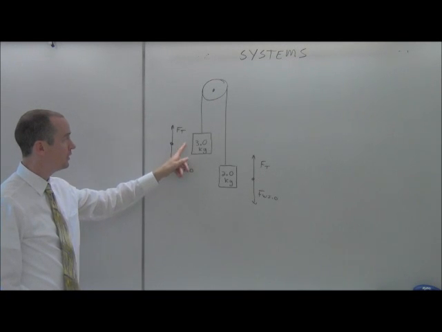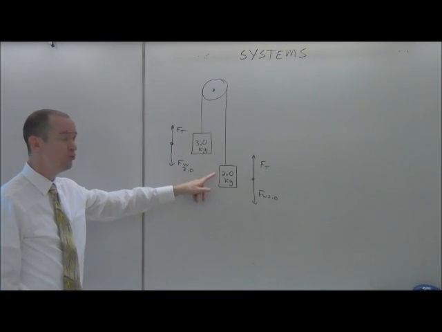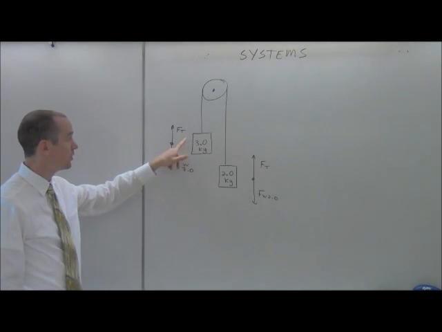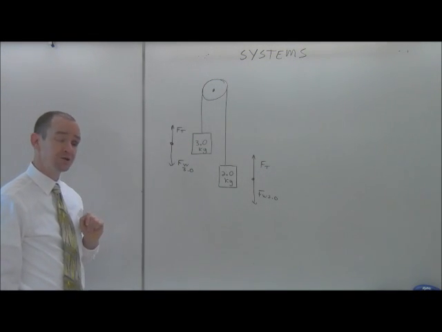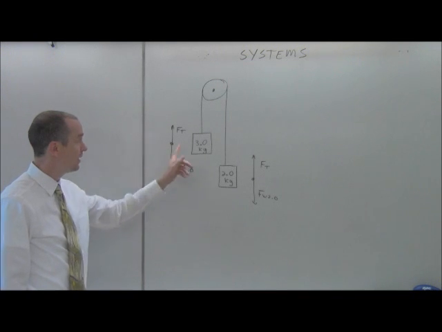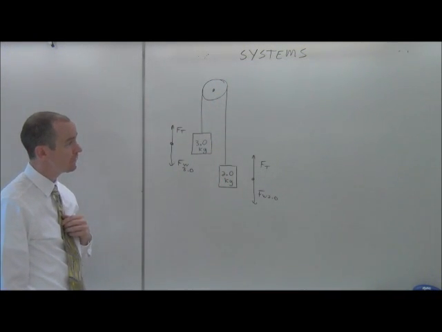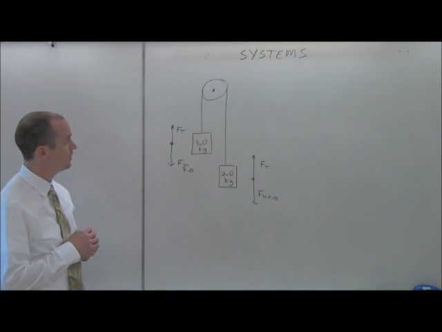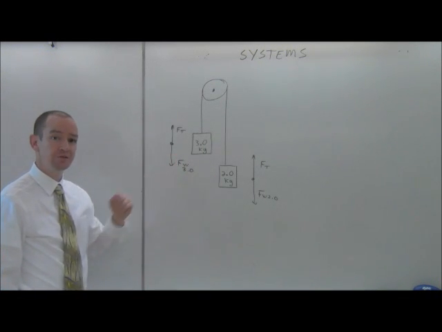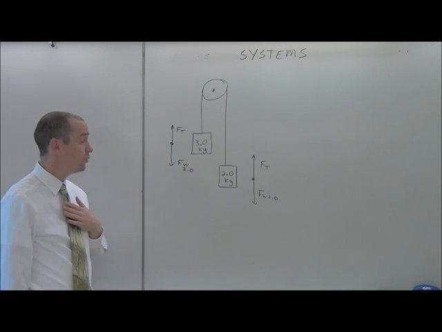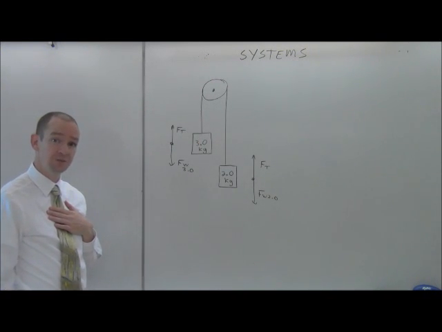The force of the 3 kilogram block pulling on the 2 kilogram block is the same as the force of the 2 kilogram block pulling on the 3 kilogram block. As long as the string is massless, the tension will be the same everywhere along the string. Another question we could ask, what do we think the acceleration of the system will be? This block is going to fall, this one's going to rise. What is the acceleration? Is it going to be g, less than g, or more than g?